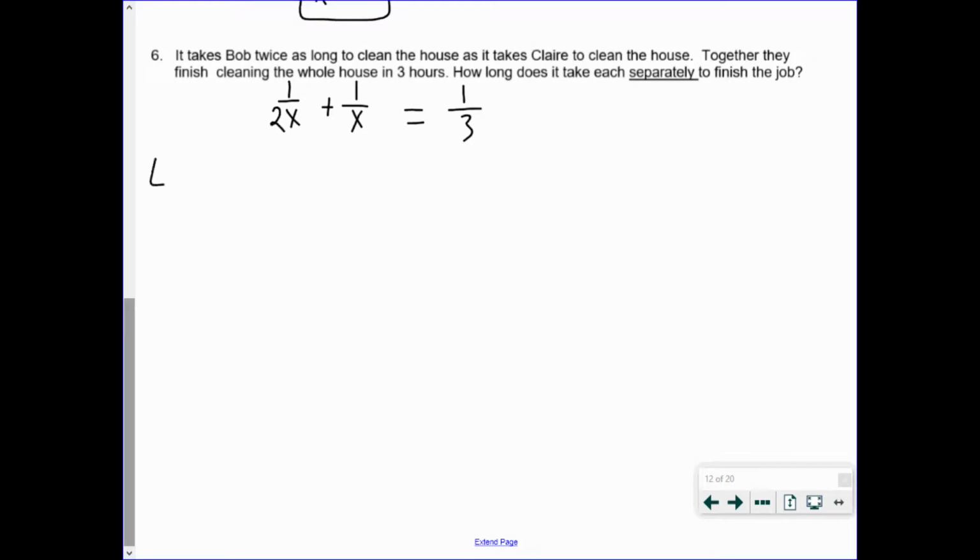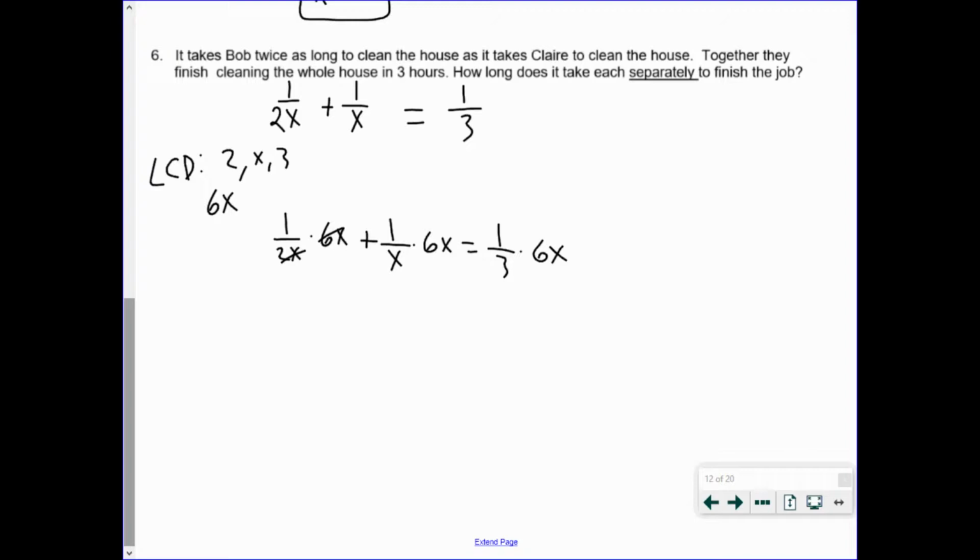So we're going to figure out our LCD. And our LCD in this problem, if we list out each individual factor, we have 2, x, and 3. Okay? So if we solve this out, our LCD is going to be 6x. So we're going to multiply each fraction by that 6x. I don't know why I didn't multiply it there. It's kind of rewritten. 1 over 2x times 6x plus 1 over x times 6x equals 1 over 3 times 6x.